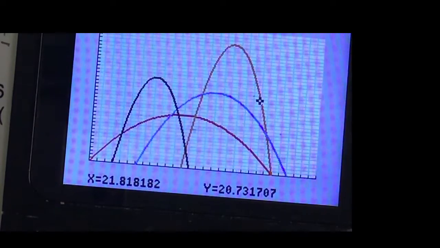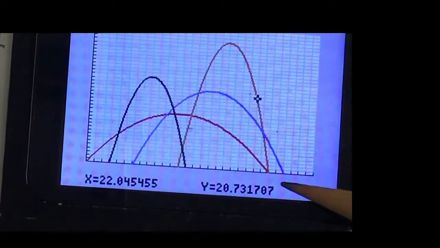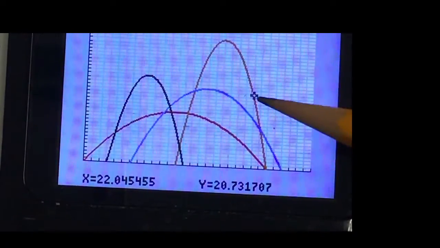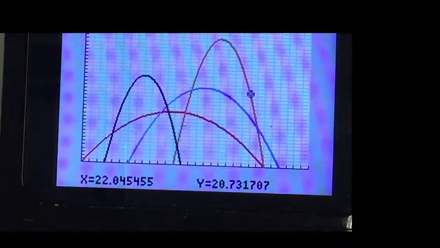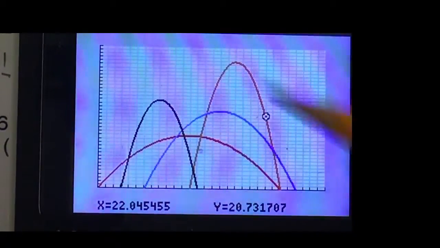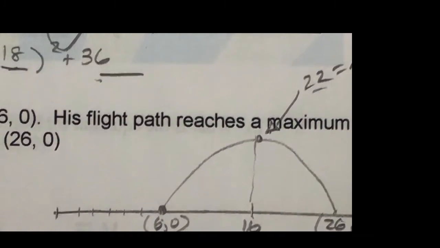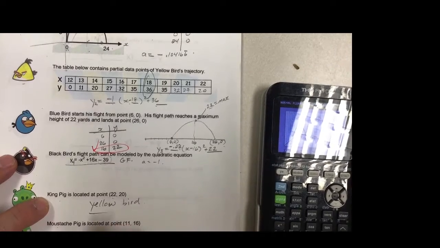X, a little bit less than that. No, a little bit more than that. 22 point something and 20 point something. So there's my little X. X marks the spot. And so which bird knocks off King Pig at 22, 20? Well, that is the Yellowbird. So I can say Yellowbird. Now, there's an easier way of doing that.